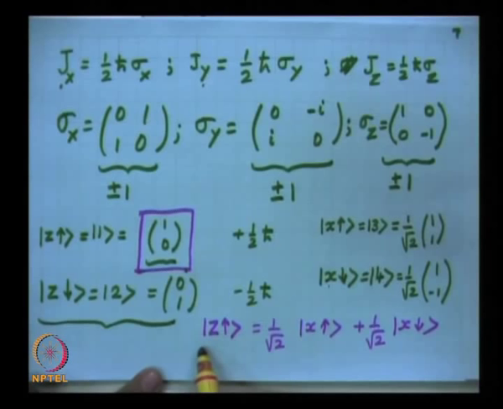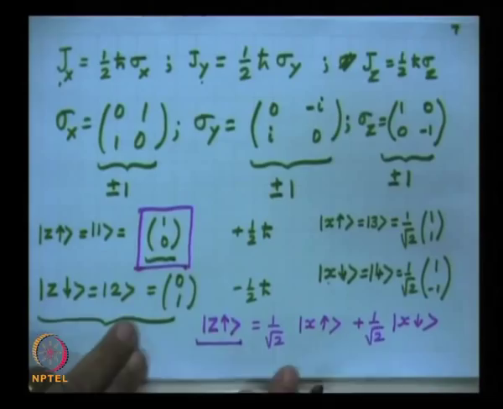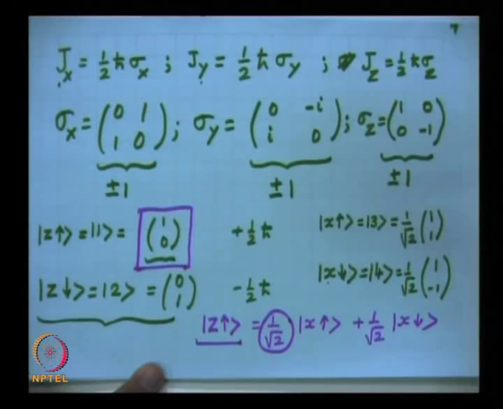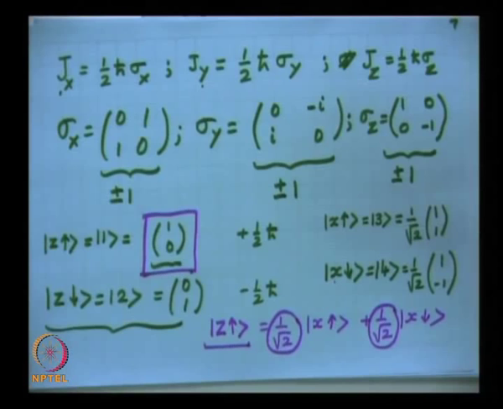So, therefore, the z up state is a superposition of the x up state and the x down state. And this is the beauty of quantum mechanics. This entire concept of superposition of states is a quantum phenomenon. If I now make a measurement of Jx, then there is a half probability of finding it in the x up state and a half probability of finding it in the x down state. I will illustrate this through an example, but a little later.